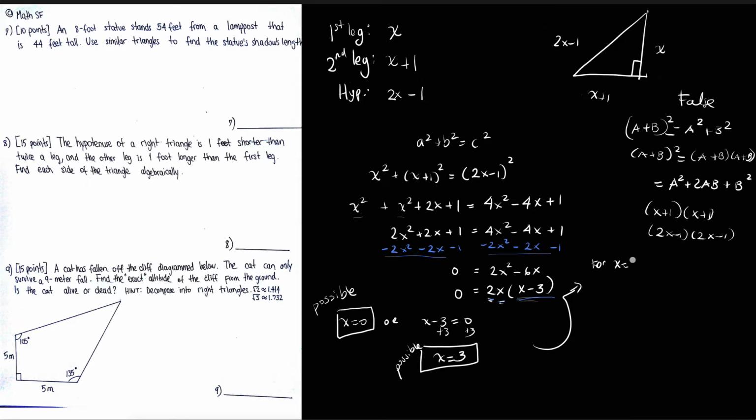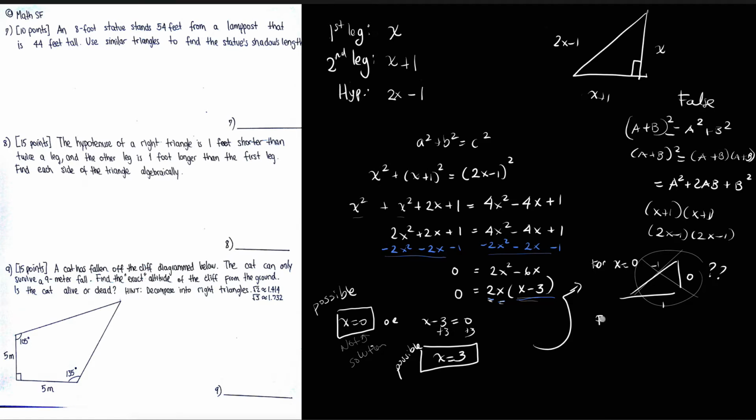So for x equals 0, my dimensions will be what? Let's say the first leg will be 0, and the others will be -1 and +1. But wait a minute. We're talking about geometry. I cannot have a triangle with side 0, nor with a negative side. So x equals 0 is not going to be one of our possible answers. This one is not a solution. Maybe x equals 3.